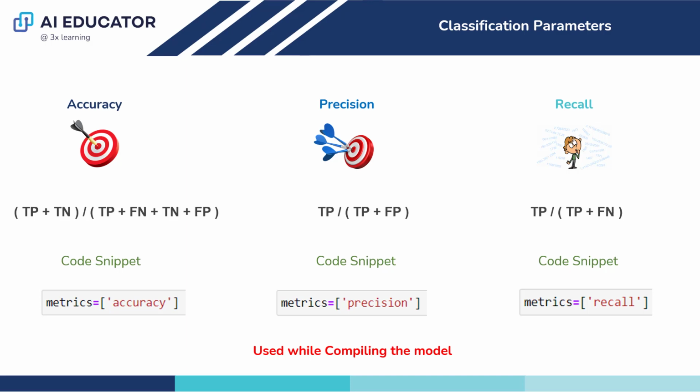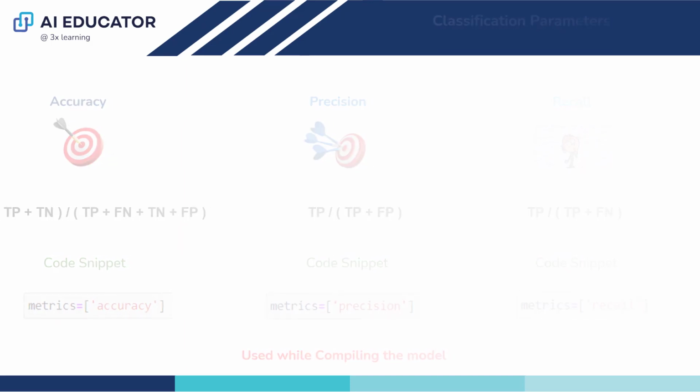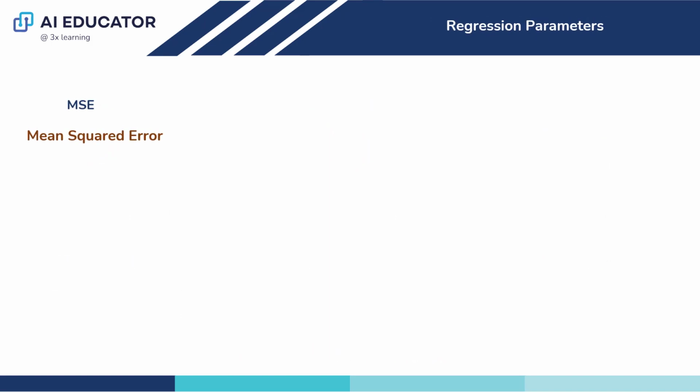Now let us look into the regression parameters. First, MSE, which is the mean squared error. It is the average of the squared differences between the predicted and the actual results. If you want to assign the MSE as an evaluation parameter, all you need to write is metrics equals to inside a square bracket MSE.